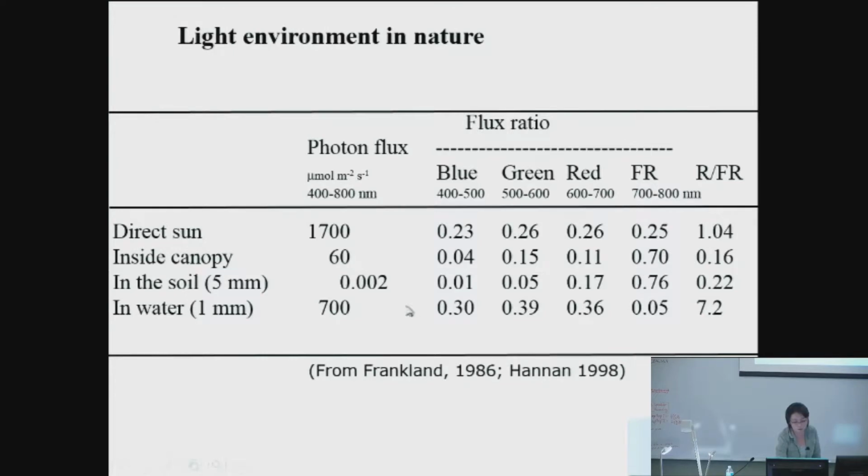Now I have soil, 5 millimeter below the surface of the soil, and that's also a very far red rich environment. The light intensity is very, very tiny though, but still a far red rich environment. In the water, the situation is different. Far red light, whatever the reason is, is absorbed very well by the water, and therefore what you see is a very large red to far red ratio in the water. Understand that this is very important.